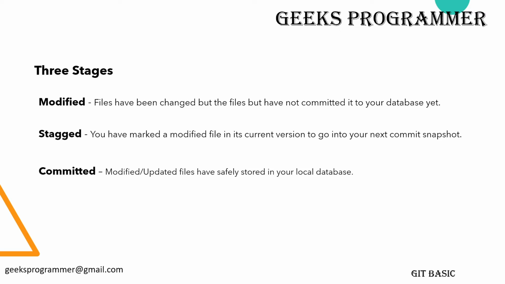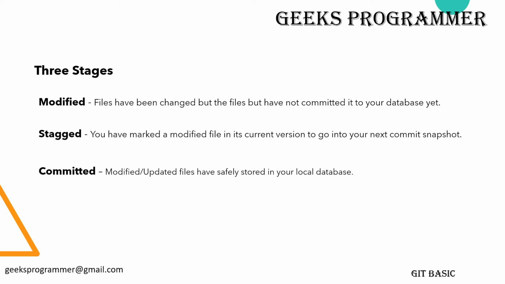So modified means the file you have modified or updated, but you still did not mark that file so that it can be committed to your repository or your database. The staging area is the area, we'll see the graphical representation as well, where you are saying, okay, I have modified my file and now it is ready to be committed in the current version.